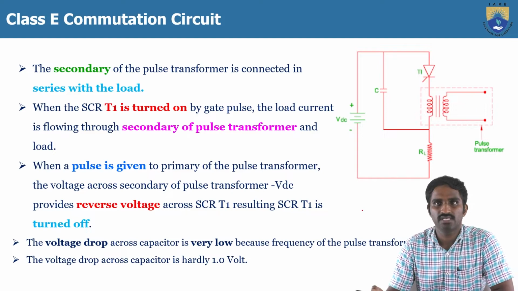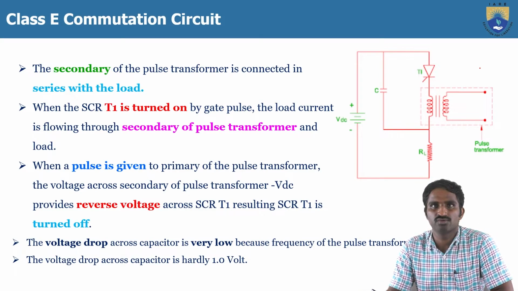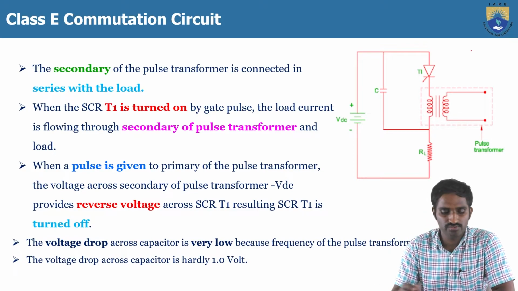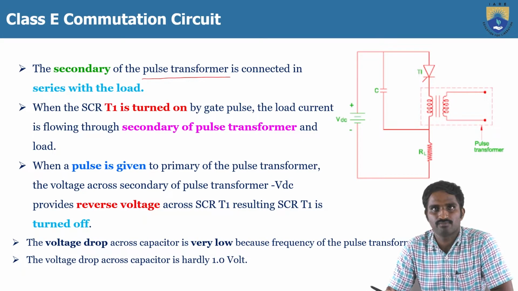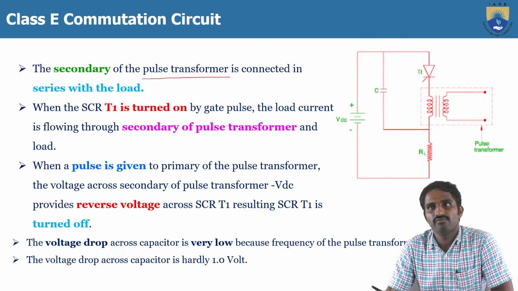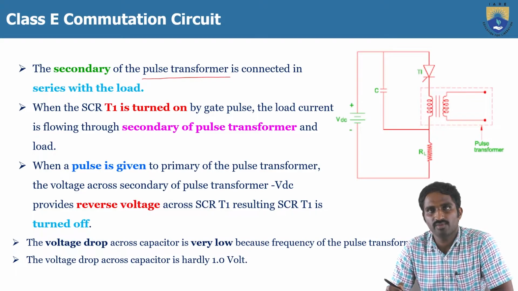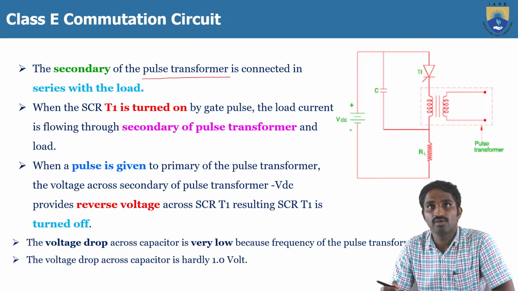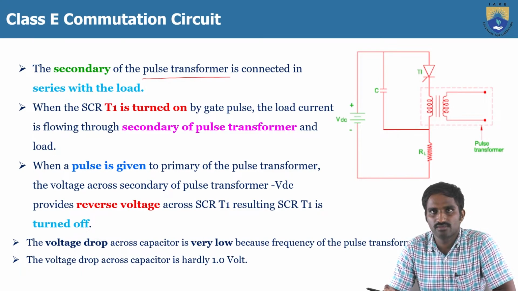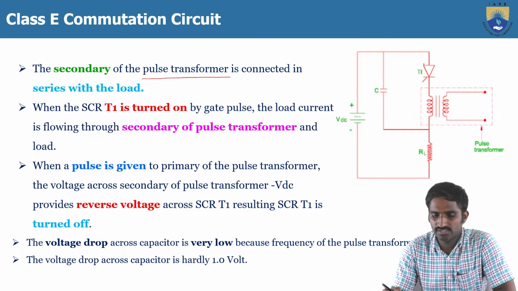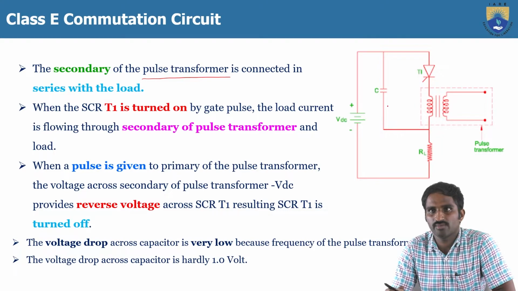Then next one is the class E commutation. So this is a very simple commutation. Here the only thing that we are using is the pulse transformer. By using this pulse transformer, we are going to apply the commutation. So here we are connecting the thyristor to the primary side, and the thyristor in series with the secondary of the pulse transformer. In addition to the thyristor, we have also included the capacitor and the resistor.